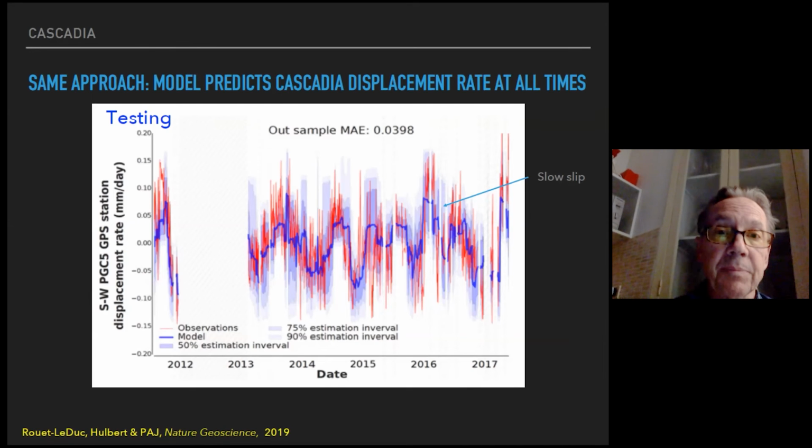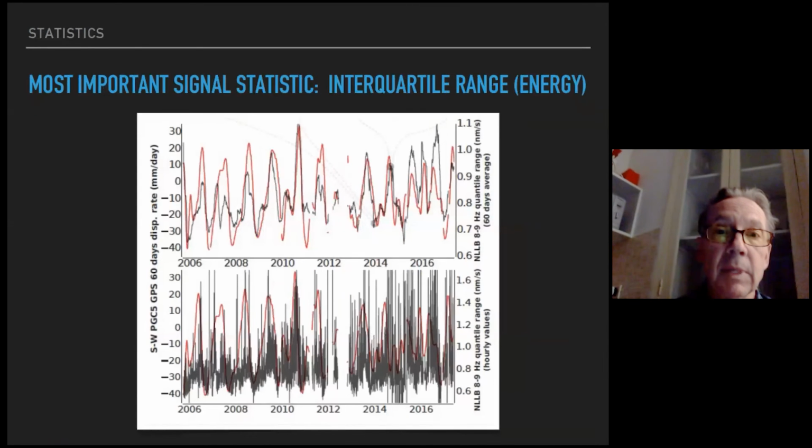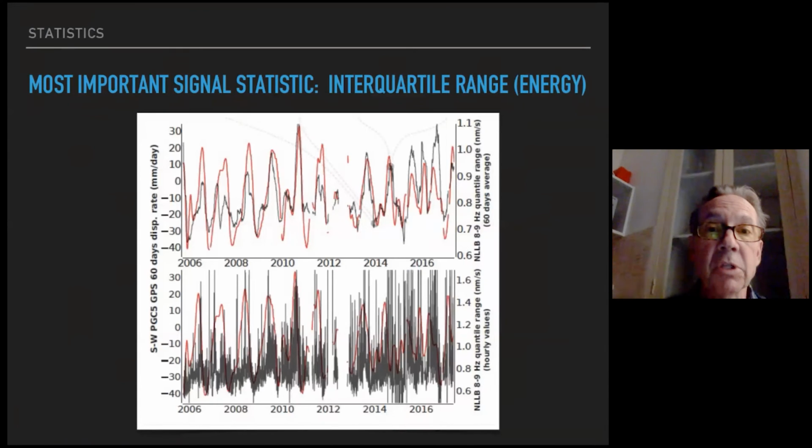Next slide, please. And again, there were statistical characteristics. There was a reason for that, because the energy statistics were what the model was identifying as important, and that the model used to make these kinds of instantaneous predictions. I won't go into the details here. Next slide, please.